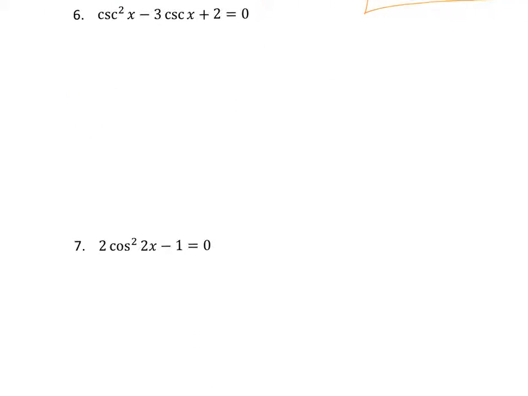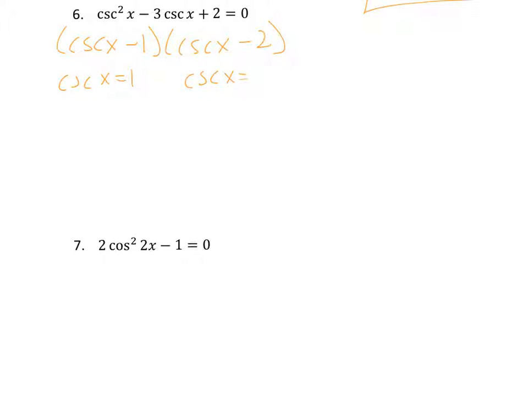Question number 6. So I'm going to have to factor this again. If you see something squared and something by itself and a number, you're going to have to factor it. So this would be (cosecant x minus 1)(cosecant x minus 2). Two numbers that multiply to get positive 2 and add together to get negative 3. So I solve for both of these. So I have cosecant x is equal to 1, cosecant x is equal to 2.